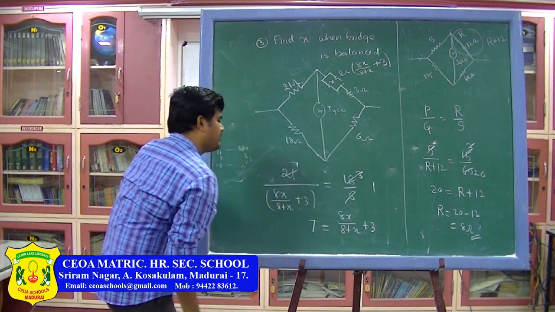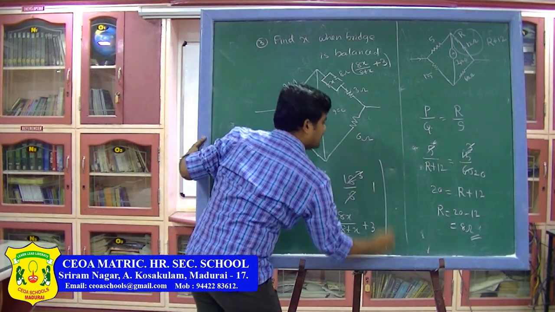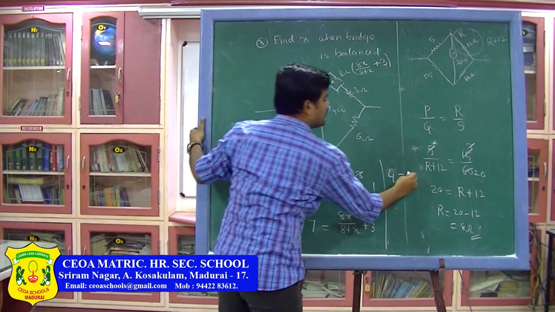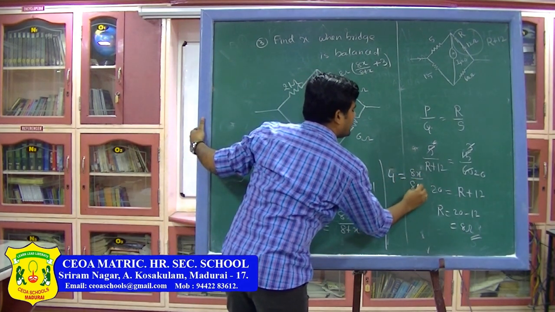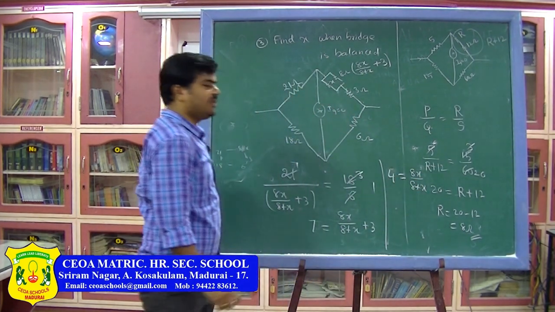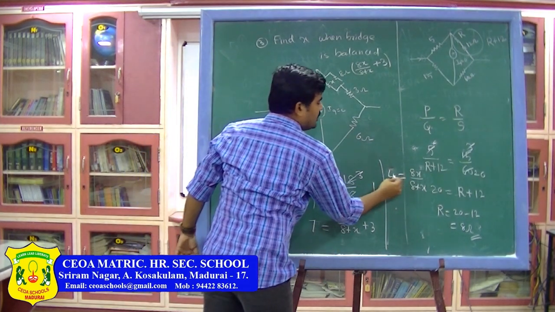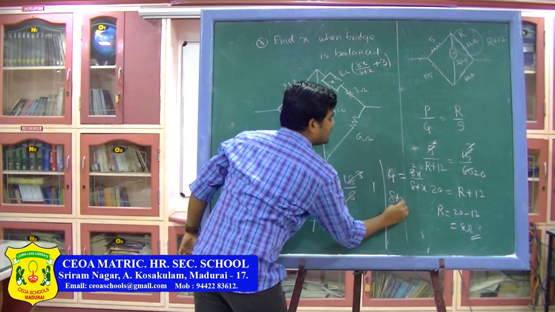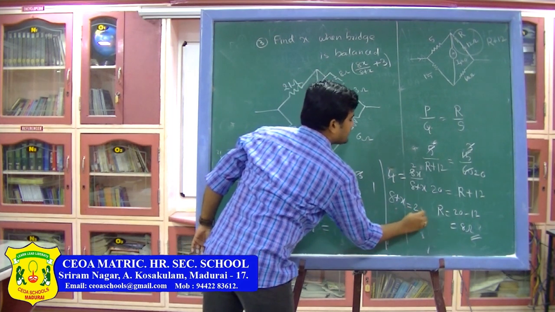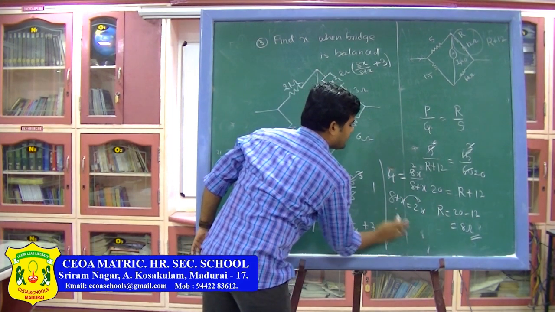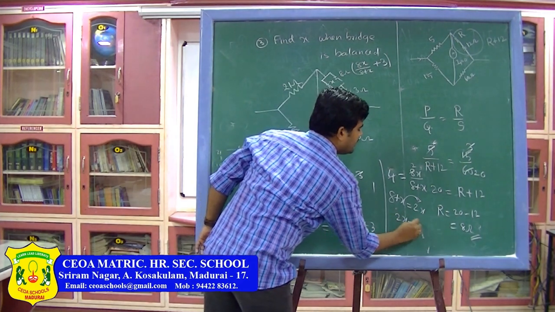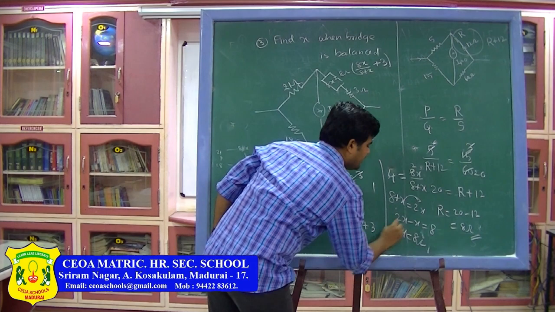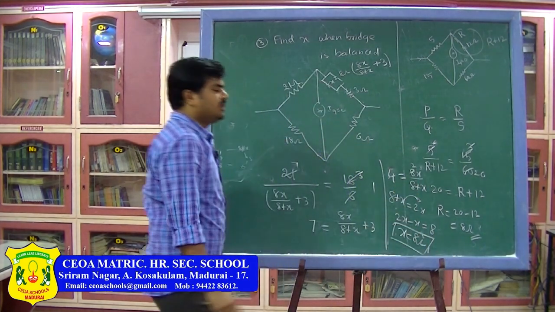Now, 7 minus 3 you will get 4. So, LHS 7 minus 3 is 4, that is equal to 8x divided by 8 plus x. Now, if you simplify this you will get the x value. So, 4 ones, 4 2s you can cancel. So, cross multiplying, 8 plus x is equal to 2x. So, here 2x minus x is equal to 8, therefore, x value is 8 ohm. So, this is the required x value.